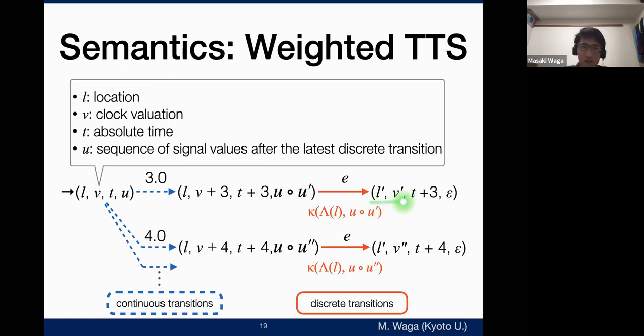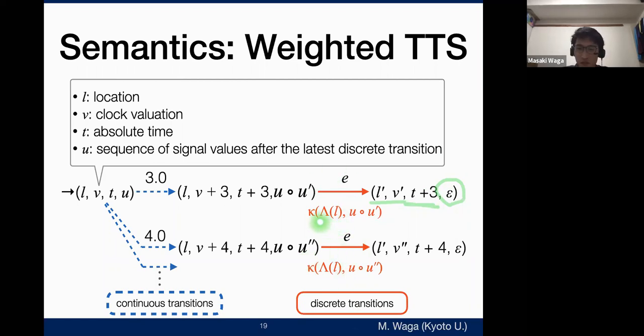And for discrete transitions, this is also something really similar to the discrete transitions of the timed transition systems for timed automata. For this location and the clock valuation, it is exactly the same. And the absolute time does not change because we have no time elapse. And because this fourth element is for the sequence of the signal values after the latest discrete transition, and this is the latest discrete transition, and we have no observation after that, basically we reset this fourth element here. And we assign a weight for these discrete transitions.